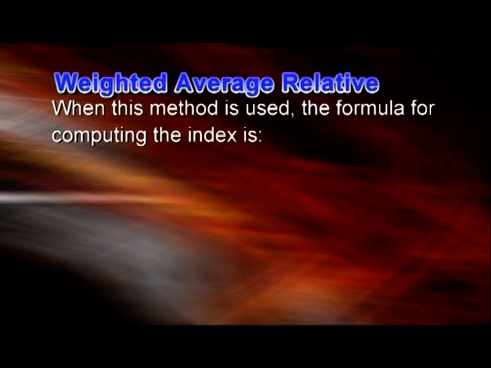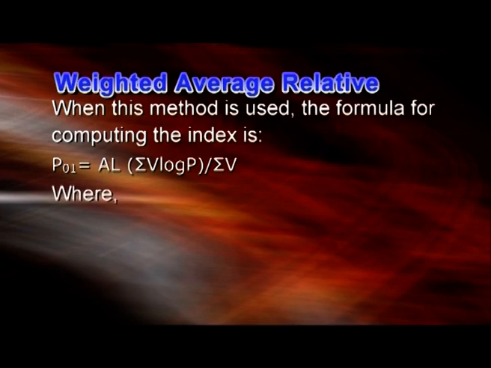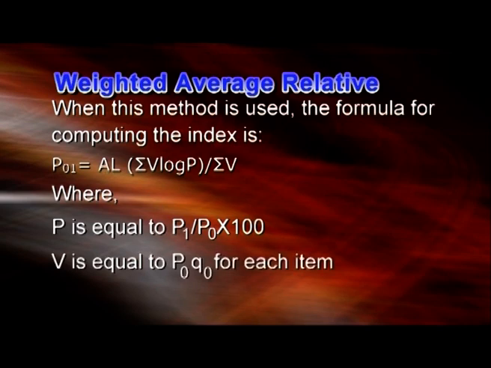When this method is used, the formula for computing the index is: price index is equal to the antilog of summation V into log P divided by summation V, where P is equal to p1 by p0 into 100 and V is equal to p0 into q0 for each item.